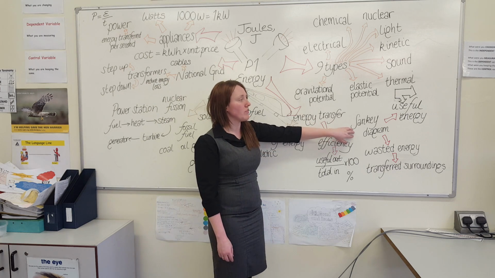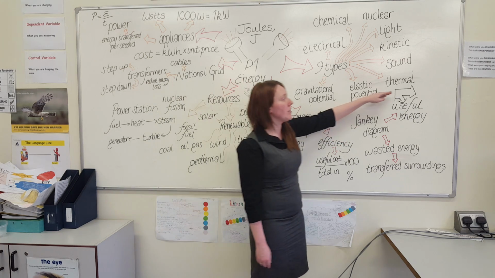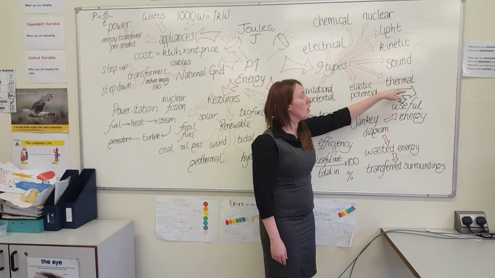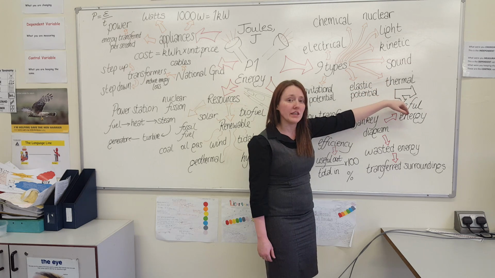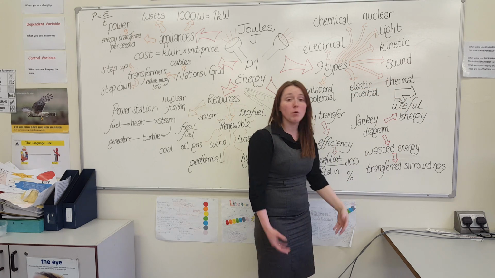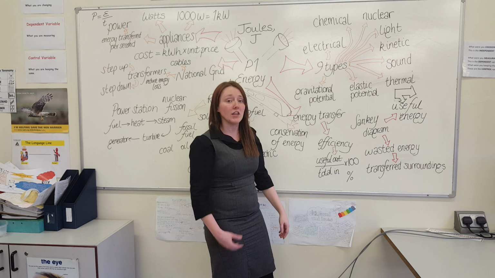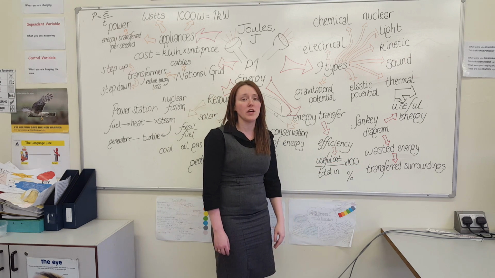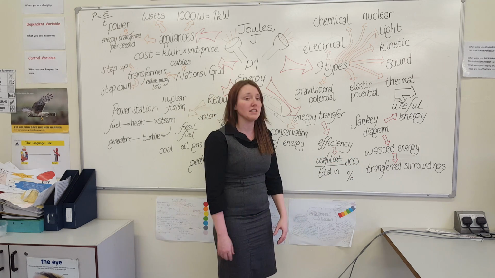We represent these with a Sankey diagram, where we have the useful energy, what we want, going straight across, and the wasted energy going down. But where does the wasted energy go? Well, it's not lost, it's just transferred into the surroundings. That means it spreads out into the air around us.